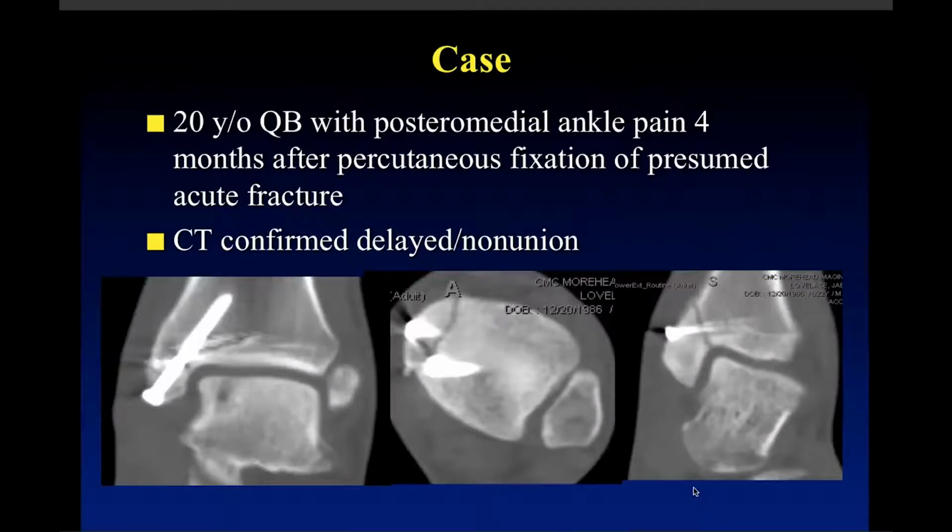This is just a quick case to finish on. This is a 20-year-old quarterback who was treated as an acute medial malleolar fracture with 2 percutaneous screws that were not even placed perpendicular to the fracture itself. He came in at 4 months after fixation, was told he was healed, but he had a lot of pain when he did inversion maneuvers. We did a CT scan and confirmed a delayed or frank non-union.